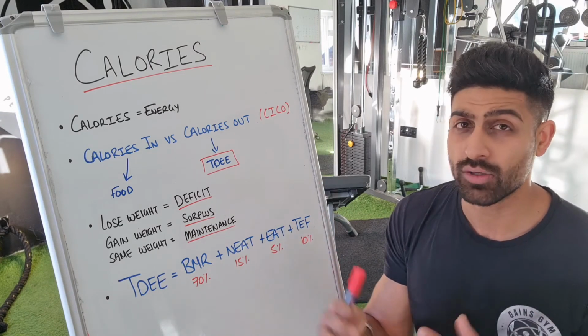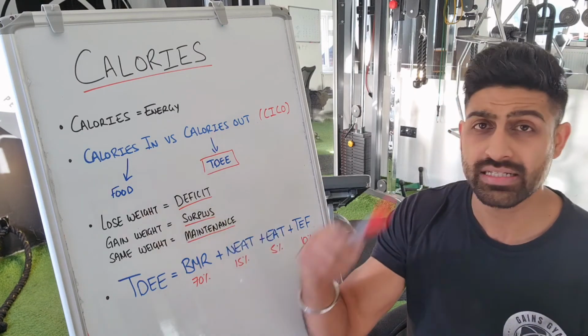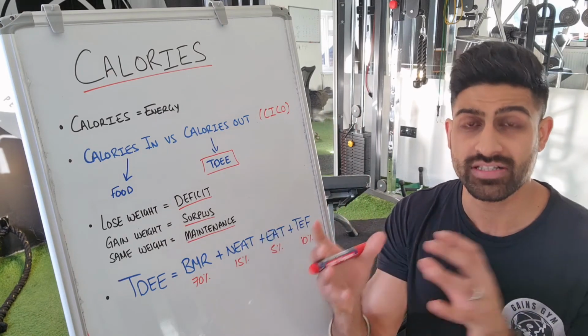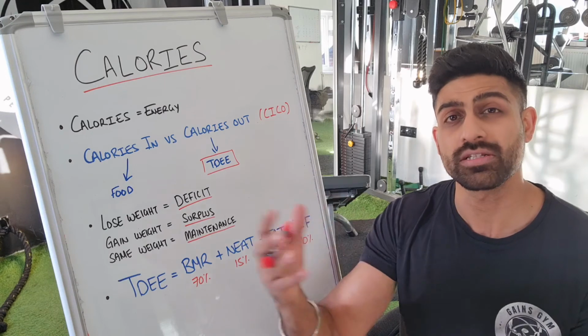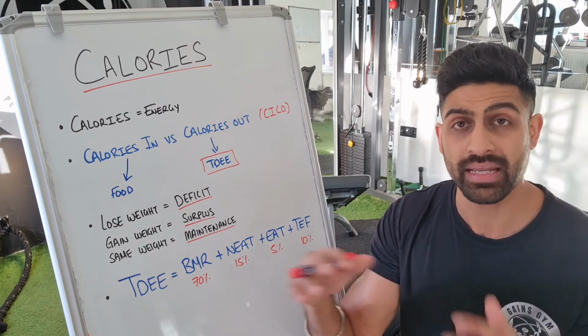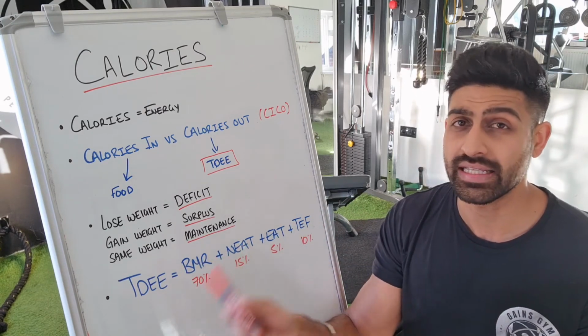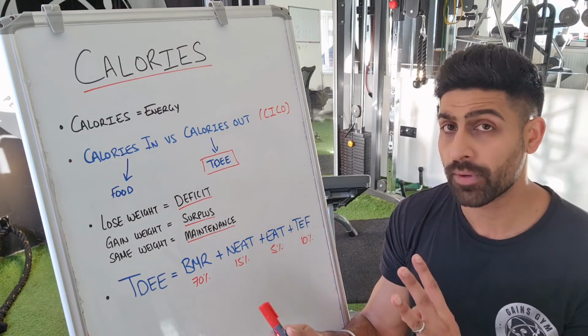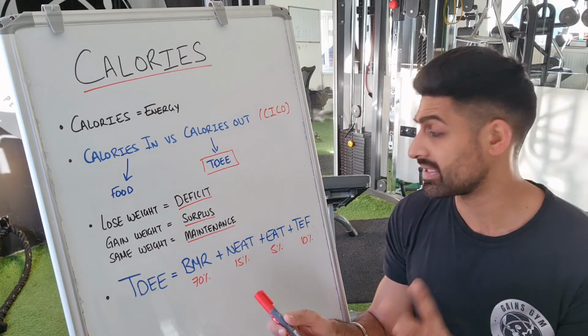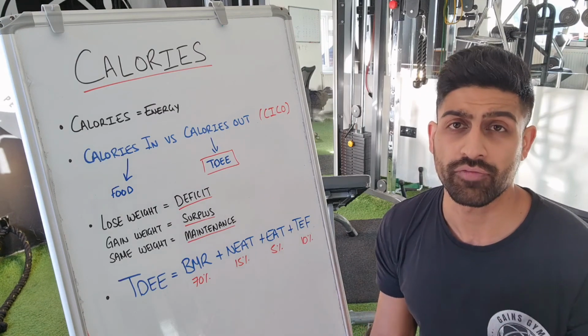That is the calories. I'll do a quick recap. Calories is seen as energy, calories in versus calories out. To lose weight, you need a deficit. Gain weight, you'll be in a surplus. And to maintain weight, you'll be at maintenance. Also known as your TDEE, total daily energy expenditure, made up of 4 components: BMR, non-exercise activity, exercise activity, and your thermic effect of food.